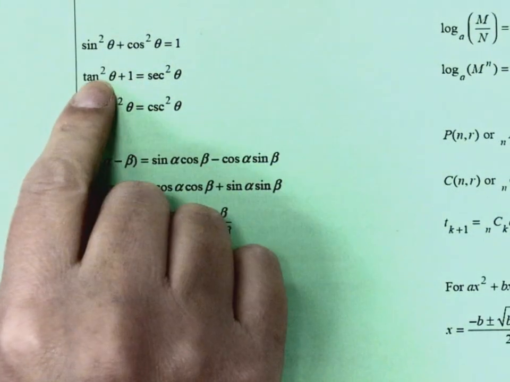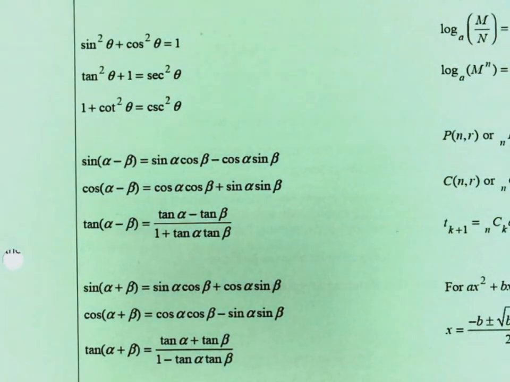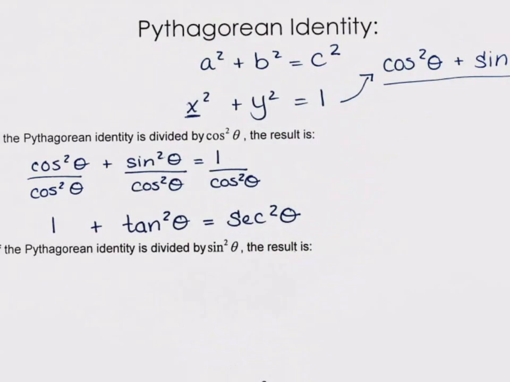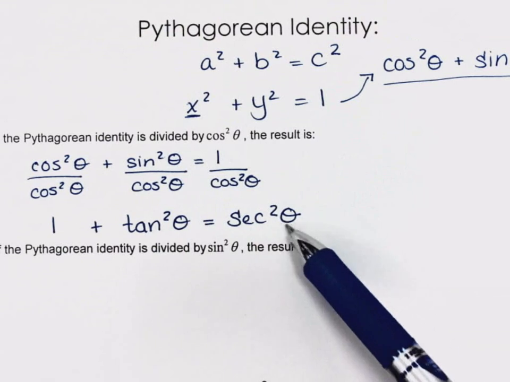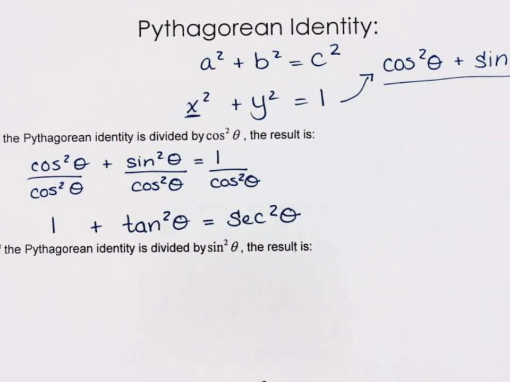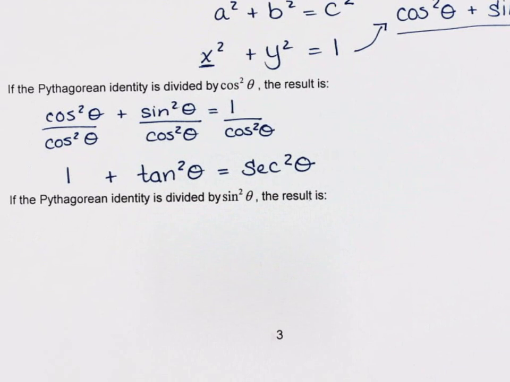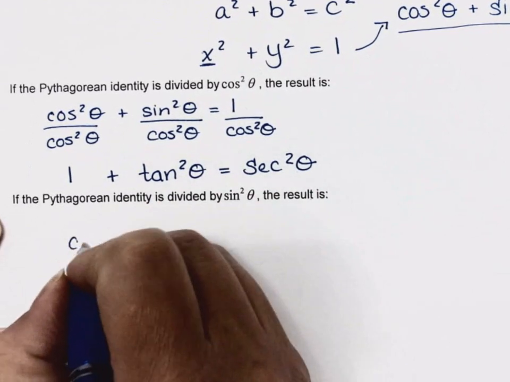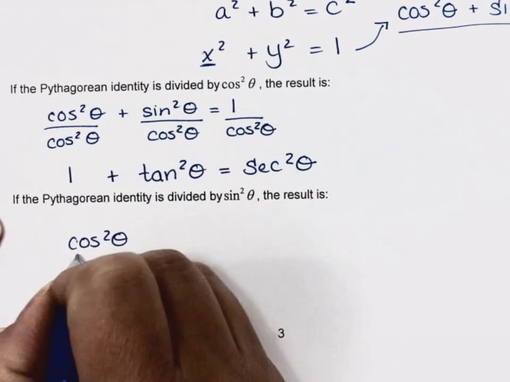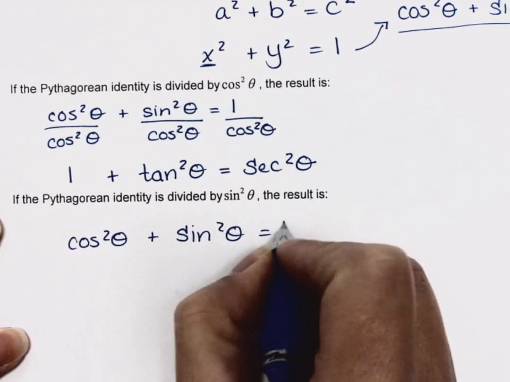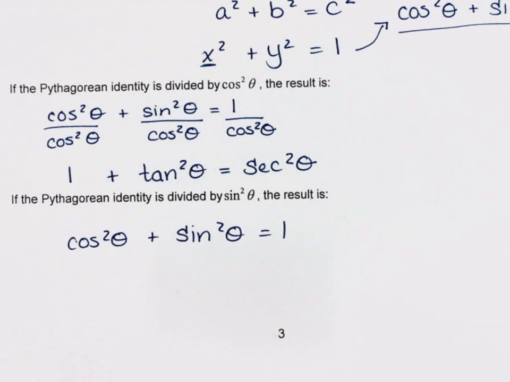You've just proven it. So really, that's just the Pythagorean identity, and we've rearranged it, and we've made it look a little bit different, but mathematically this and this are equivalent. We've done the cos squared on all the sides. If we do it by sine squared again, so we're going to have cos squared theta plus sine squared theta equals 1. That's my Pythagorean identity.